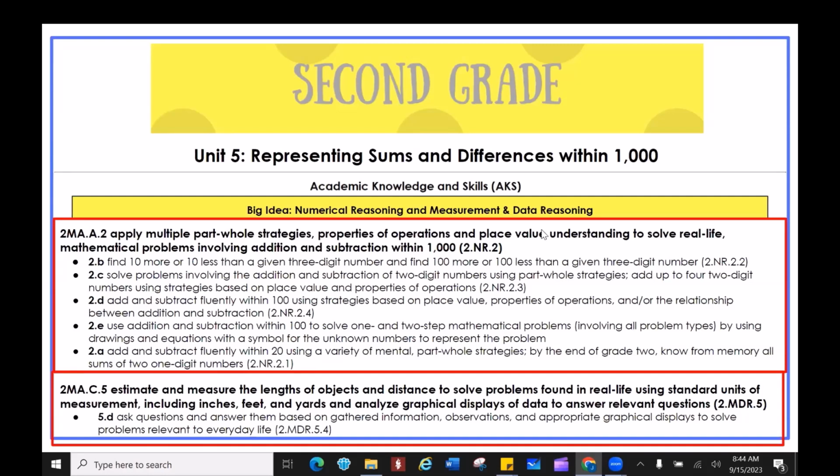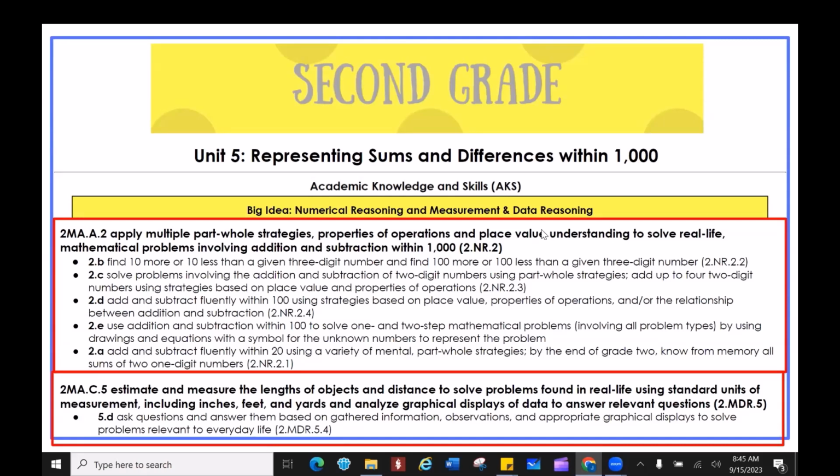In IOA 2B, students will continue to use tools such as base 10 blocks and/or drawings, a thousands chart, or visual number lines to discover the pattern of 10 more and 10 less and 100 more and 100 less than a given three-digit number. In IOA 2C, students will continue to solve authentic mathematical problems involving addition and subtraction of two-digit numbers. Unit 5 will also include adding up to 4 two-digit numbers using strategies based on place value and properties of operation. The focus will be on solving problems within 1,000.